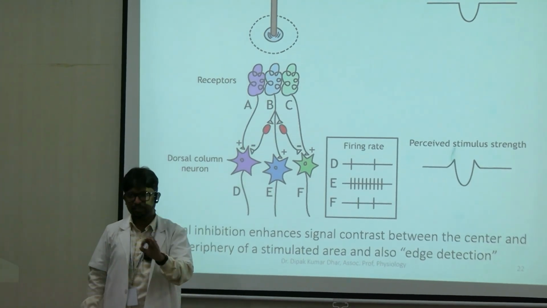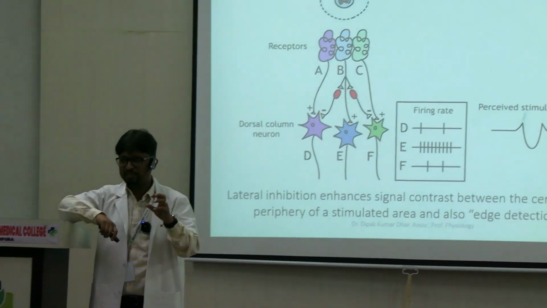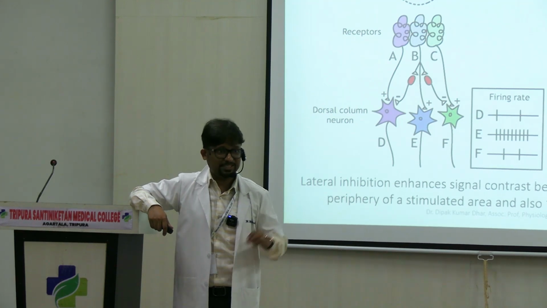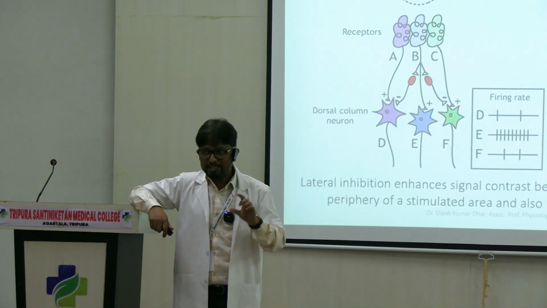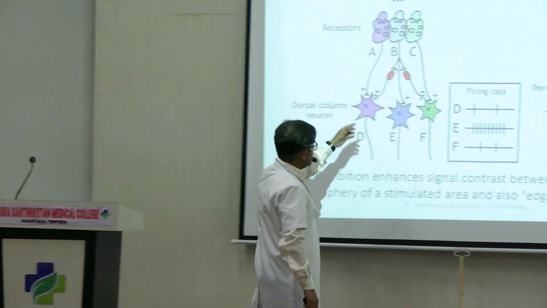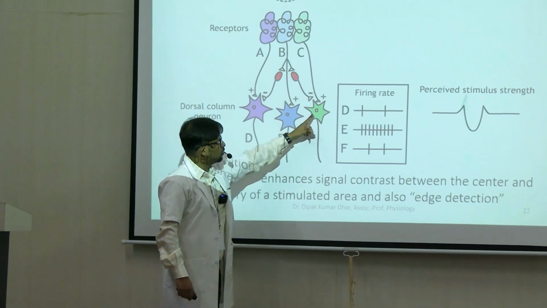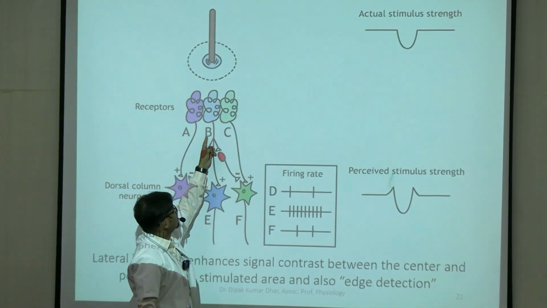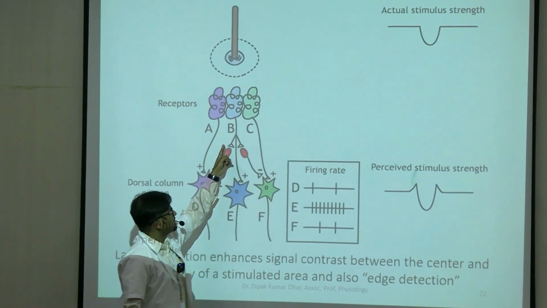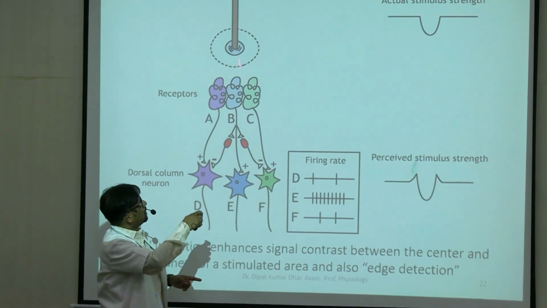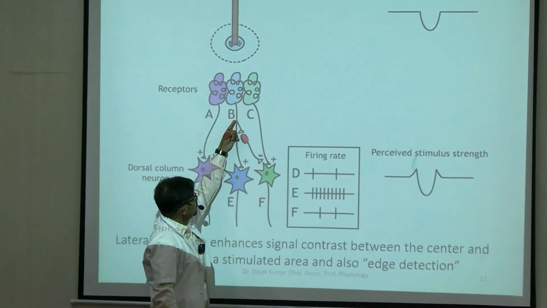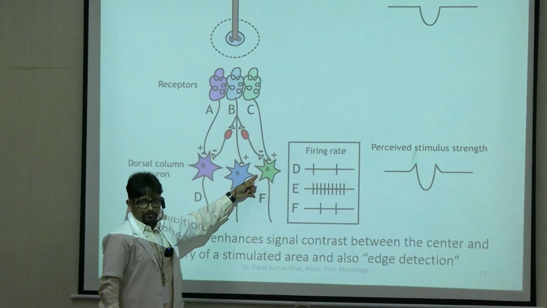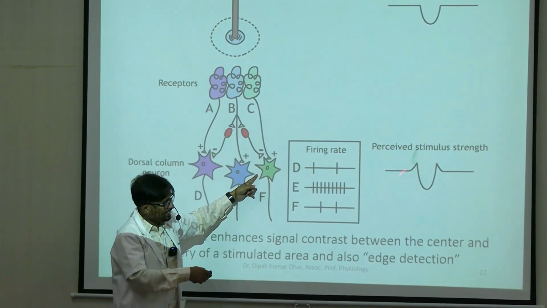Sometimes the stimulus is actually very fine. Fine means it is a very low intensity stimulus, but even then we are able to appreciate that there is a stimulus there, right? So this happens because of this property. The neuron that is carrying information is inhibiting the surrounding areas. How? By the presence of some inhibitory interneurons. So the receptor number B, as you can see, has got activated by the stimulus. Its neuron is carrying information, but because these are inhibited, the perceived stimulus strength is increased now.